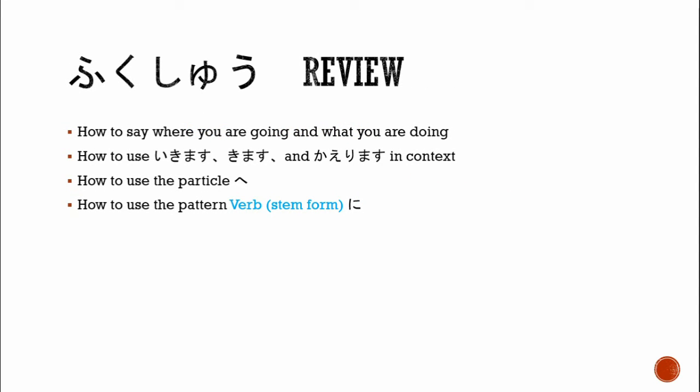So in review, this is what we've learned today. How to say where you're going and what you are doing when you get there. You've also learned how to use ikimasu, kimasu, and kaerimasu in context. You've also practiced using the particle e, which points you in the direction of where you are going. And you've learned how to use the sentence pattern verb stem form ni, which describes what you are doing after you get where you're going.